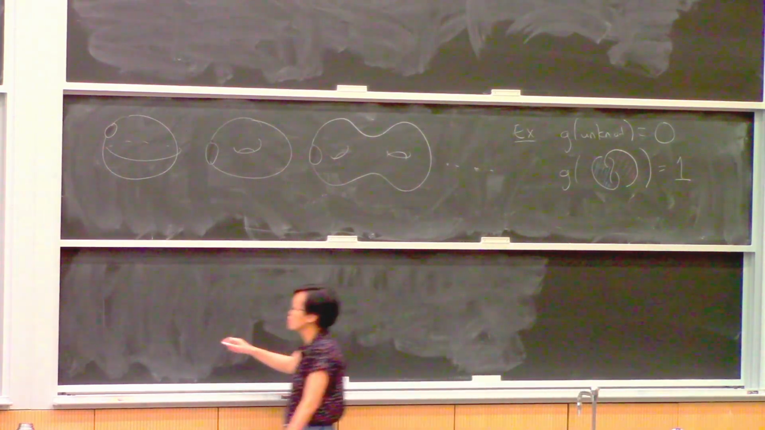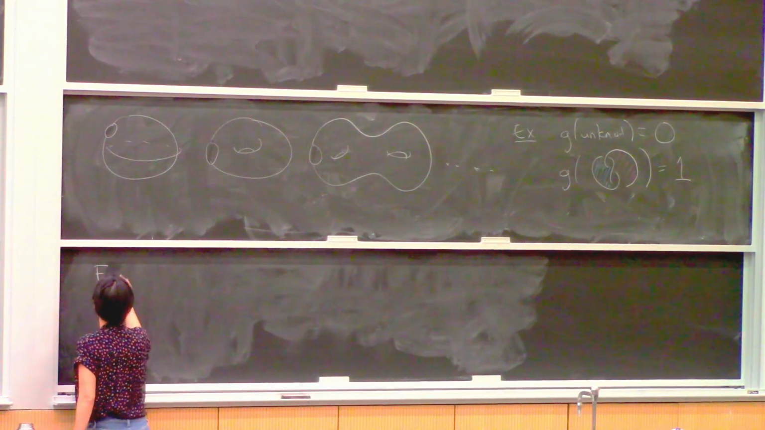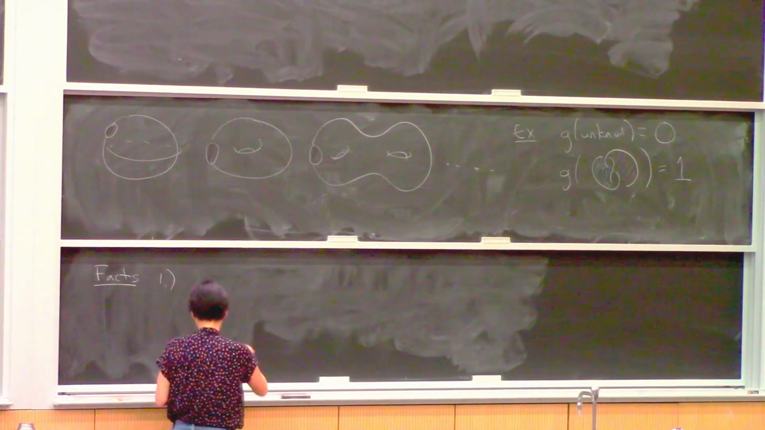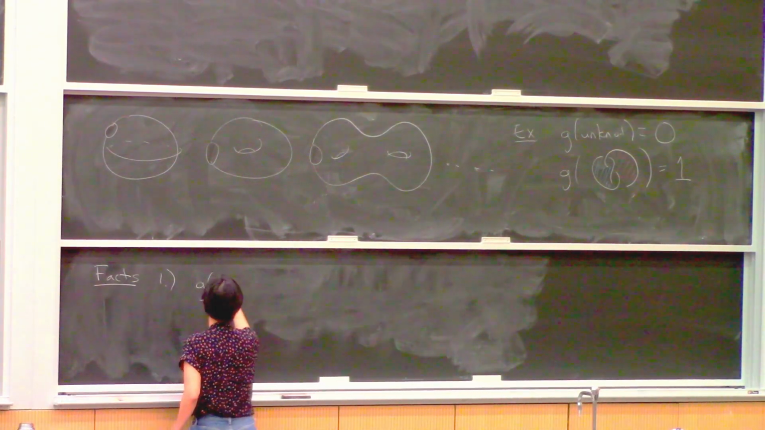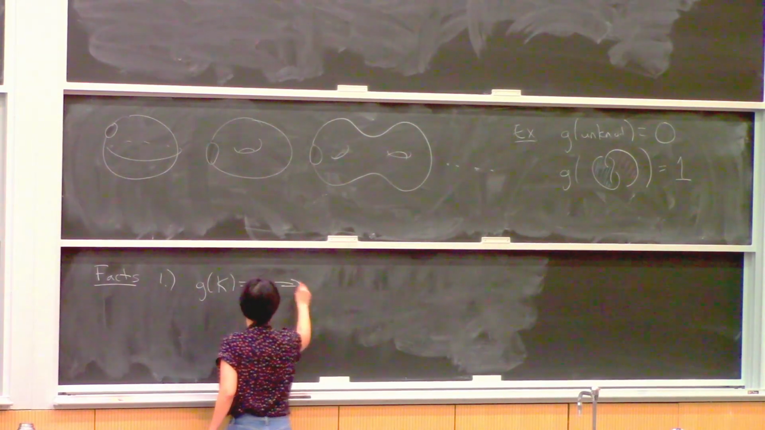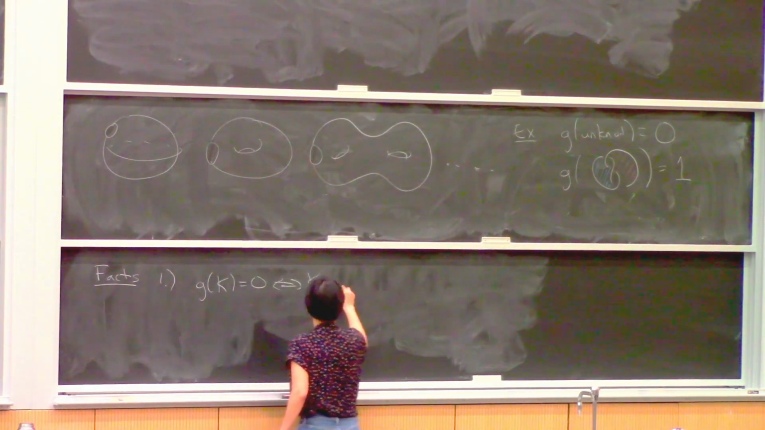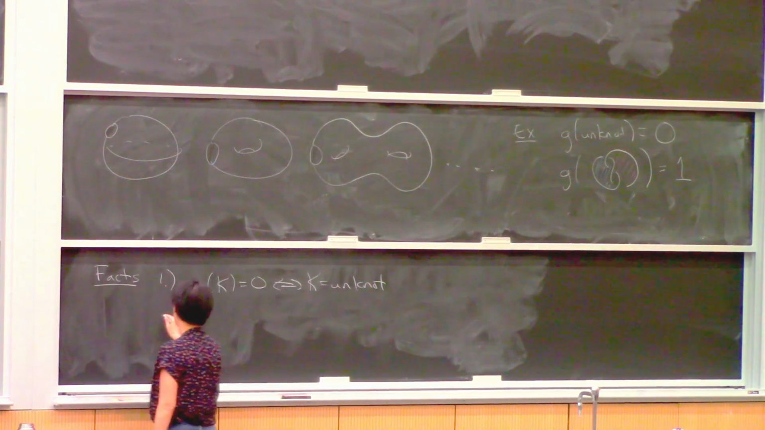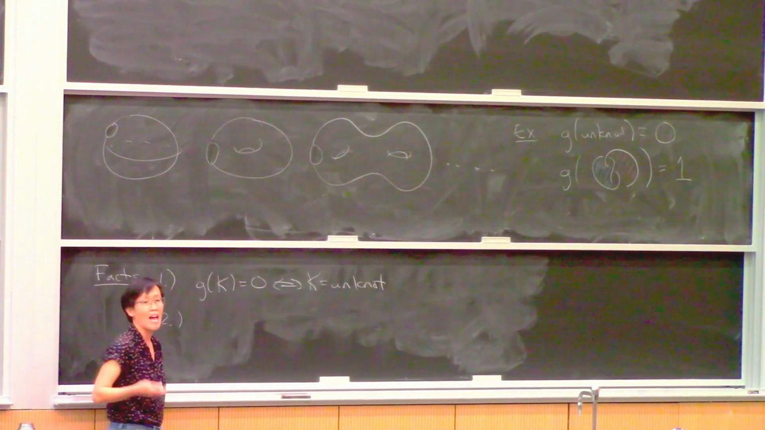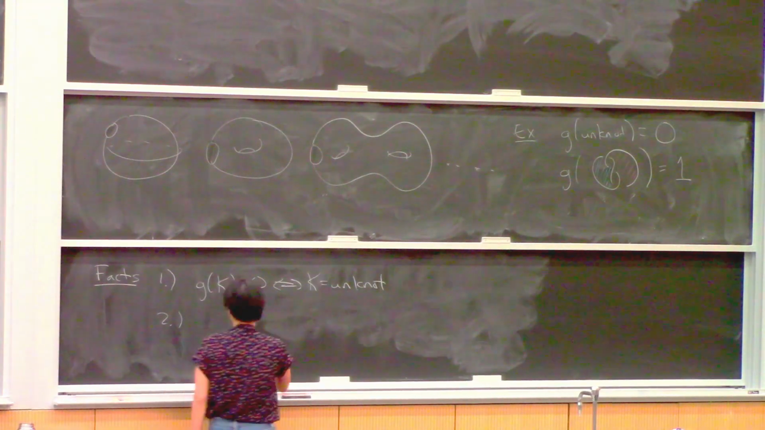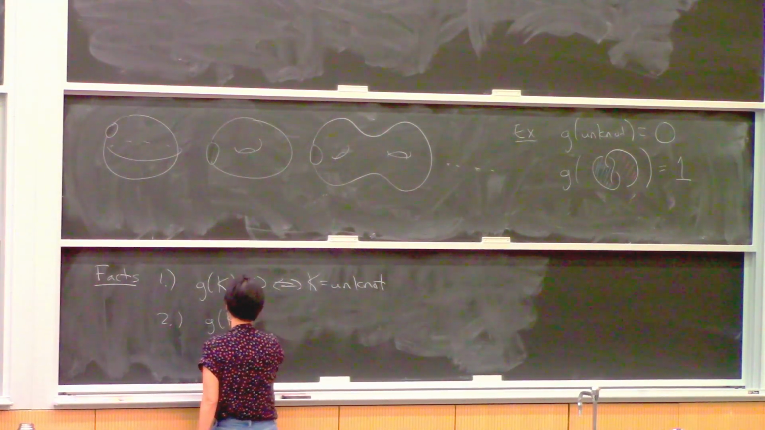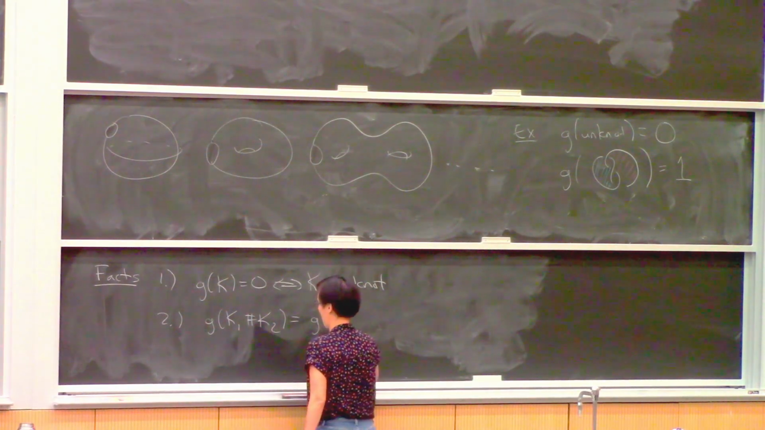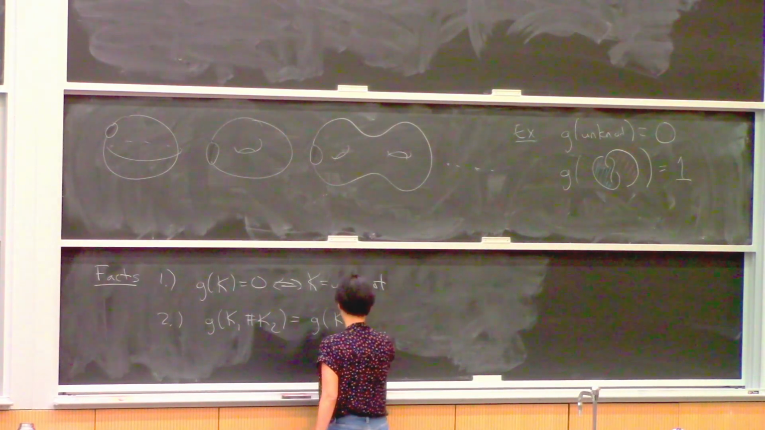And so what are some nice facts about genus? Okay, the first fact is that the genus of a knot is 0 if and only if your knot is the unknot. And the second fact is that genus is additive under connected sum. So the genus of the connected sum of 2 knots is just the sum of their genera.